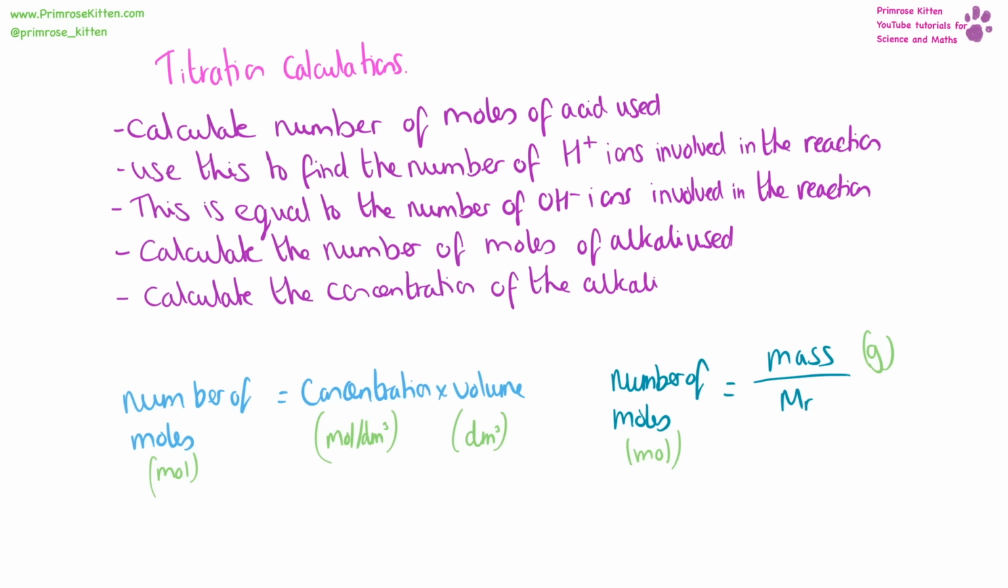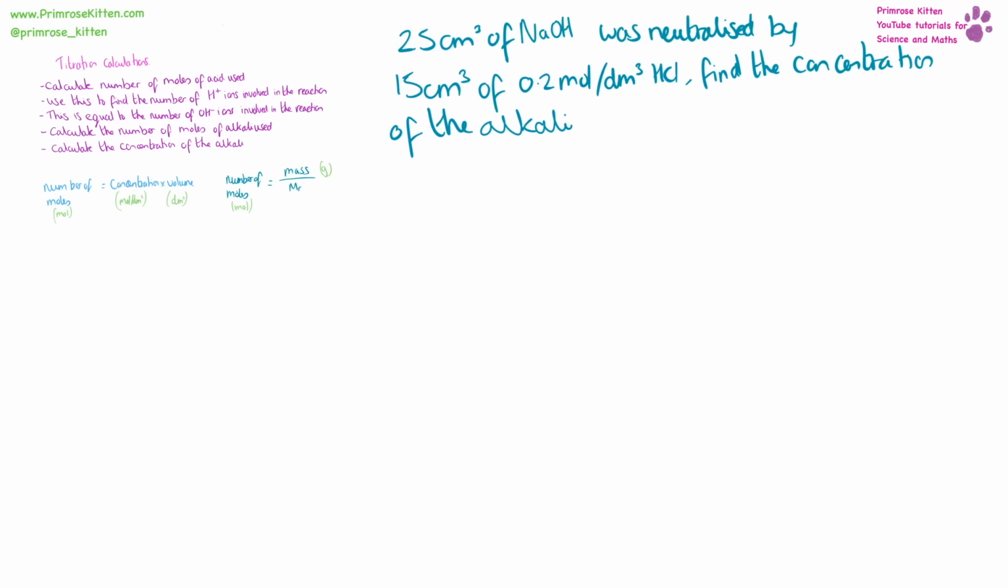For titration calculations, we first need to calculate the number of moles of acid used. We can use this to find the number of hydrogen ions involved in the reaction. This is going to be equal to the number of hydroxide ions at the point of neutralisation. We can use this to calculate the number of moles of alkali used and then the concentration of the alkali. We have 25 centimetres cubed of alkali neutralised by 15 centimetres cubed of 0.2 moles per decimetre cubed acid. Find the concentration of the alkali.